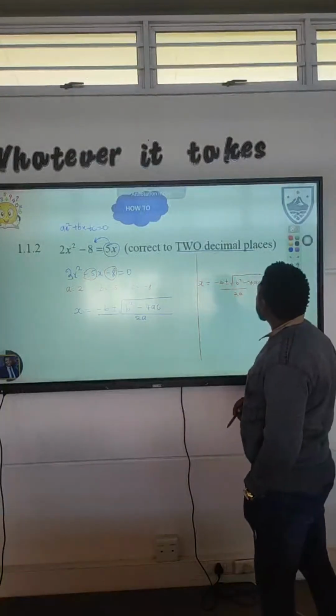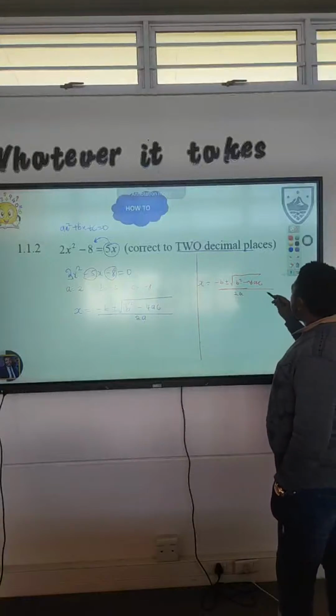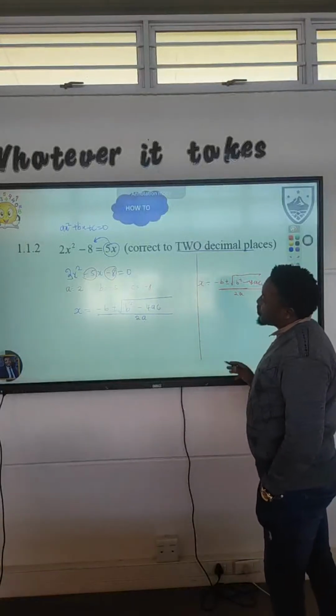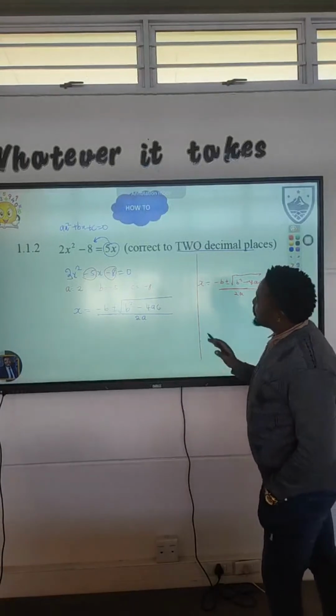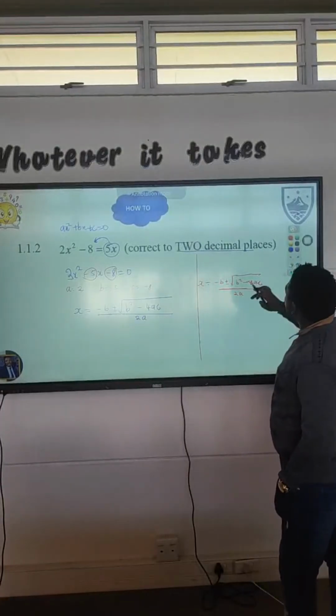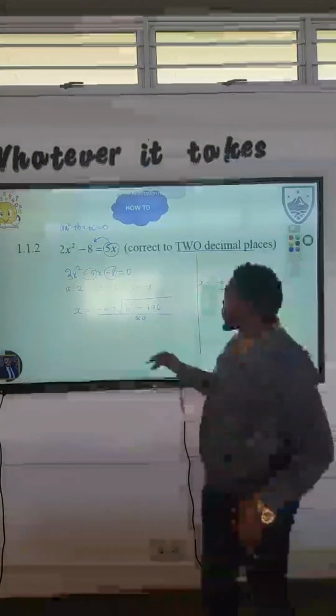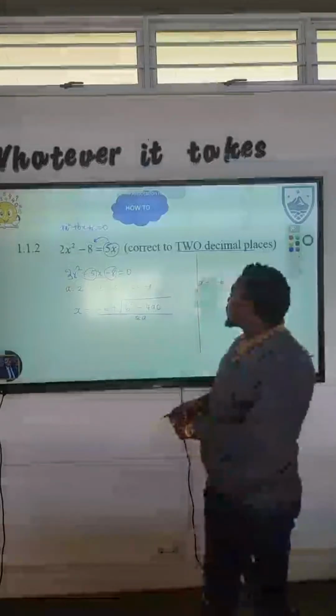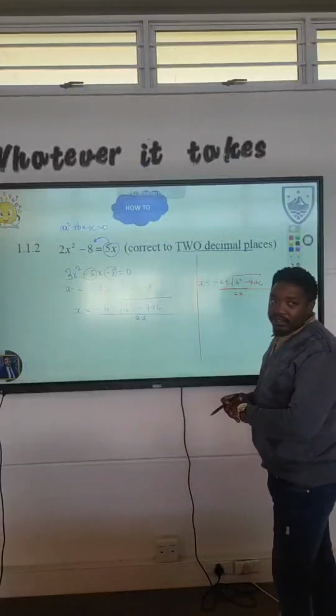And make sure that everything is under the division line. So if you are having a challenge with it, go straight to your formula sheet, copy it as it is, so you are able to avoid losing any unnecessary marks.